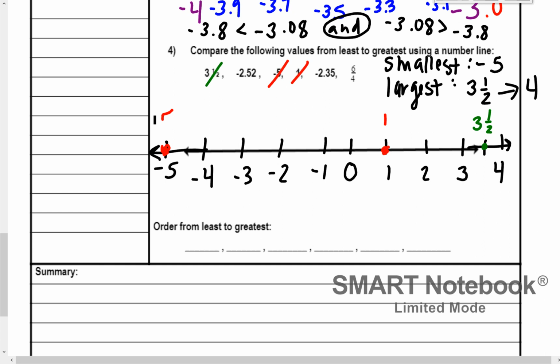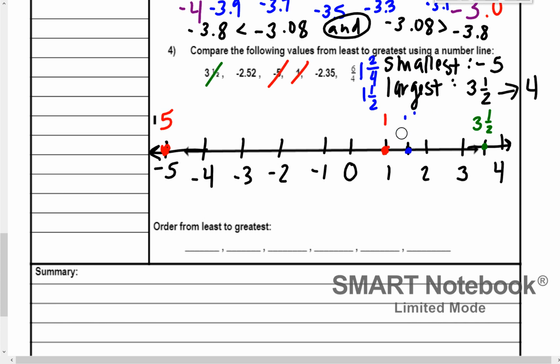This is 5. Okay. Then let's do 6/4. Okay, but first we have to reduce this. 4 goes into 6 one whole time, and then we have 2/4 left, which is equal to 1/2. So 1 1/2. We're going to break this up into halves. This right here, that's a 1.